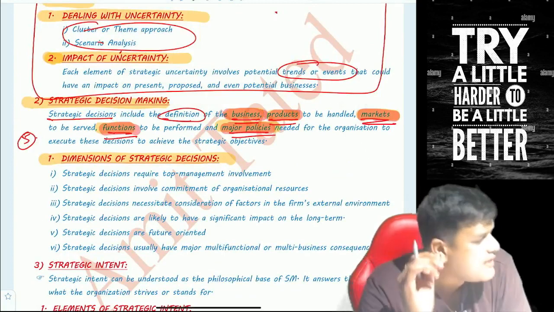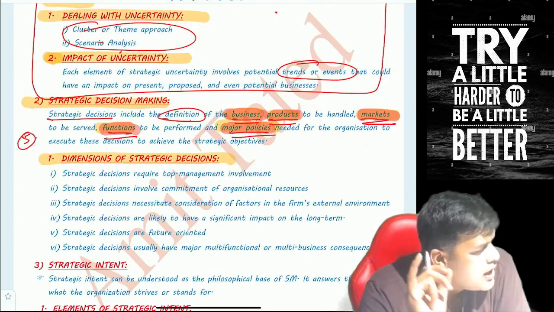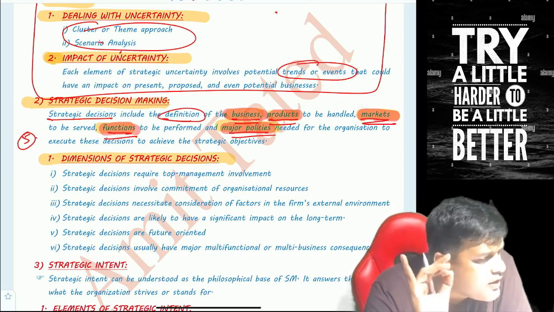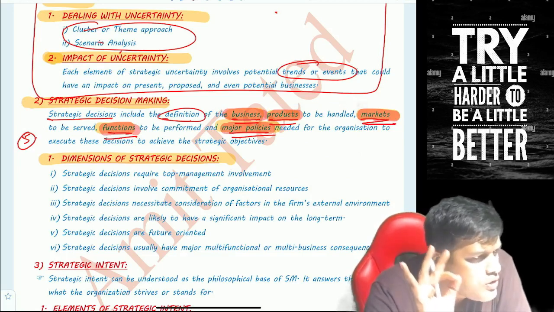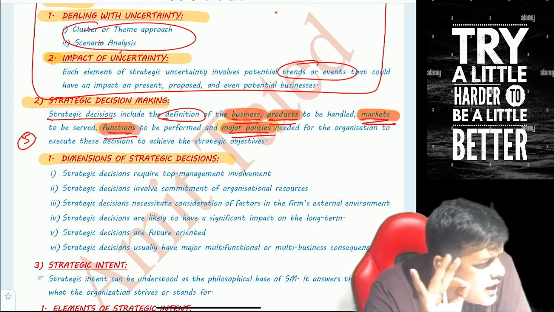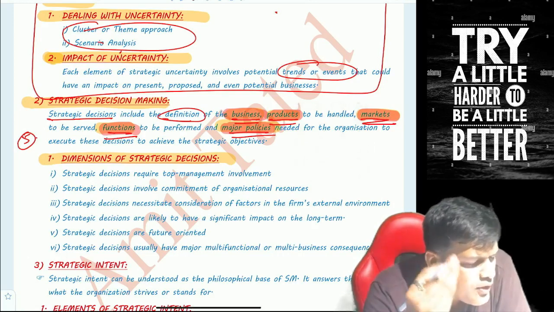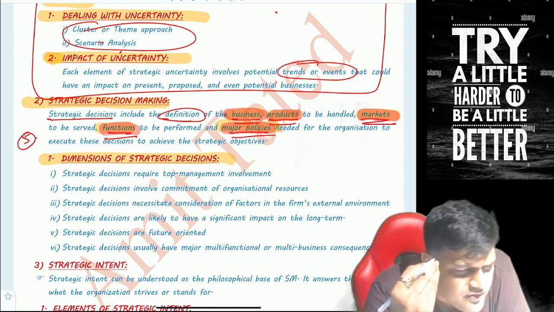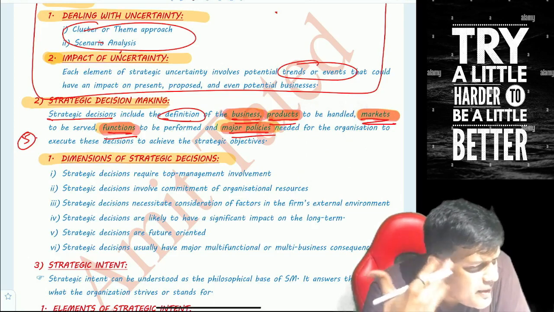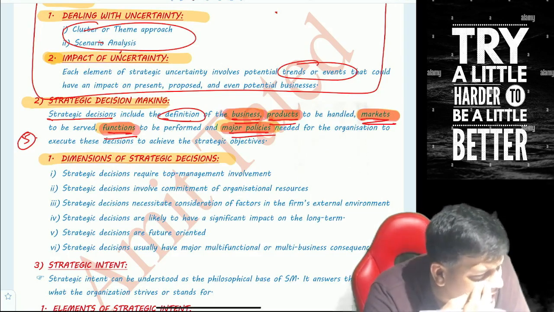How many roles are there in corporate level strategic decision making? If I ask you a question, what are the strategic roles in strategic decision making? How many roles are there for strategic roles? If you remember, how many roles are there? Strategic roles for strategy implementation, we discussed in Chapter 1. How many roles are there?